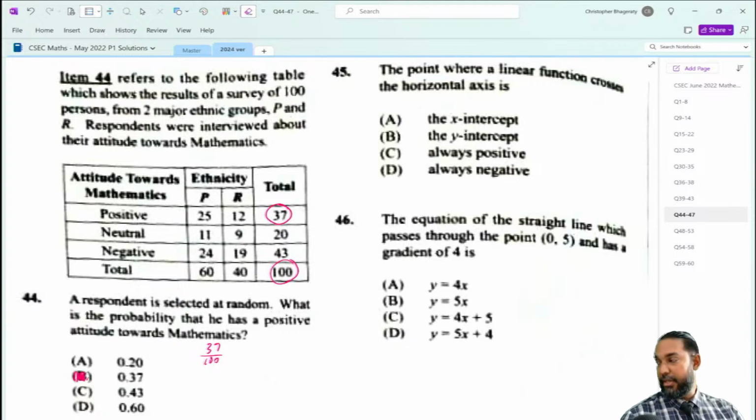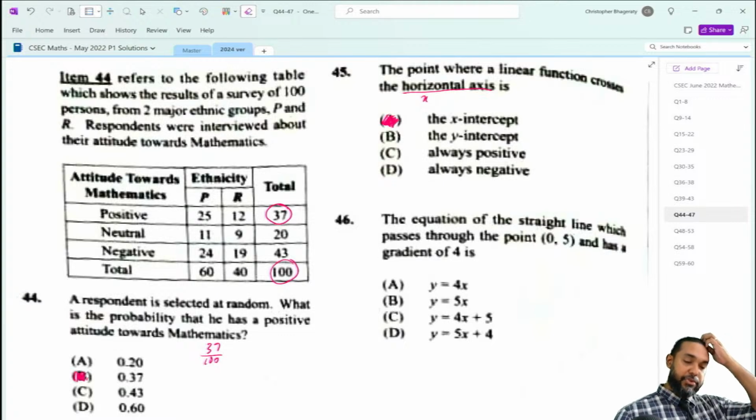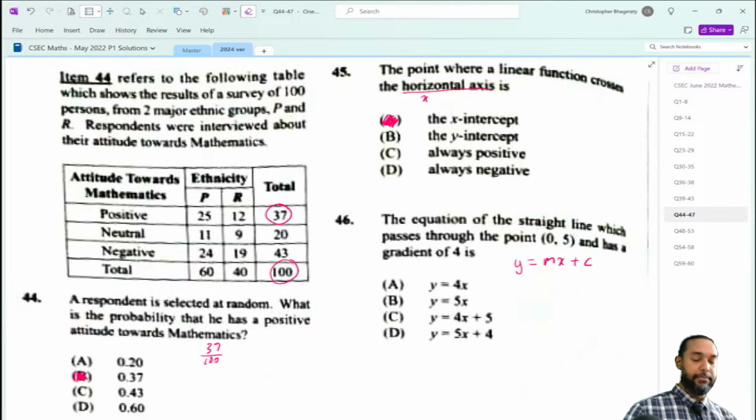I feel that power could come in again. So we're so close to 3 o'clock, I don't want to stop. The point where a linear function crosses the horizontal axis. The horizontal axis, is that the x or the y? That's the x-axis. So that's the x-intercept, therefore the equation of the straight line which passes through the point 0. We saw this yesterday and the day before, right? So the equation of a straight line in gradient-intercept format is y equals mx plus c. The m is the gradient, which is 4, and the c is the y-intercept.